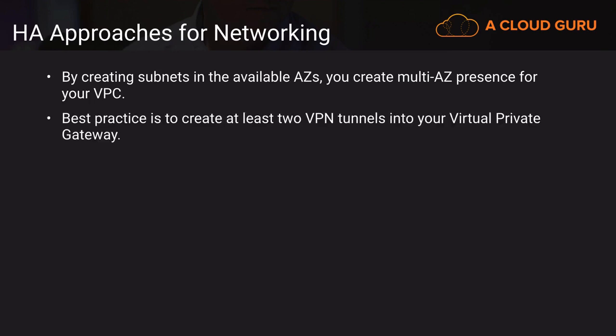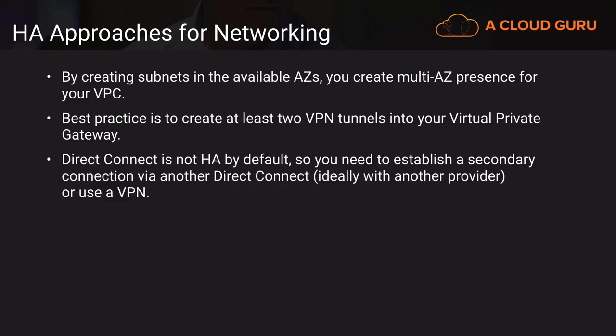It's really best practice to create at least 2 pathways from your corporate network into your virtual private gateway, and we'll see how this looks in a little bit. Now remember that Direct Connect is not HA by default, so you're going to need to establish a secondary connection. It can be another Direct Connect or it can be a VPN connection. Now preferably you're doing it with a different data carrier so that you have some diversity and redundancy there in case your data carrier has a problem.